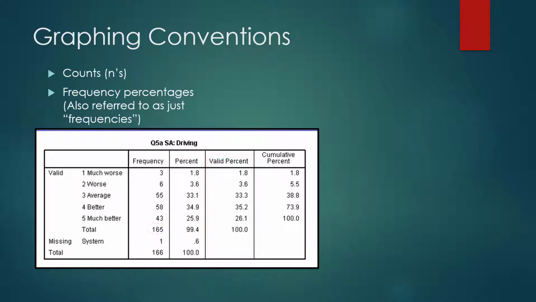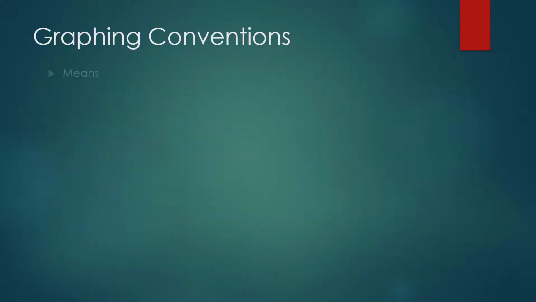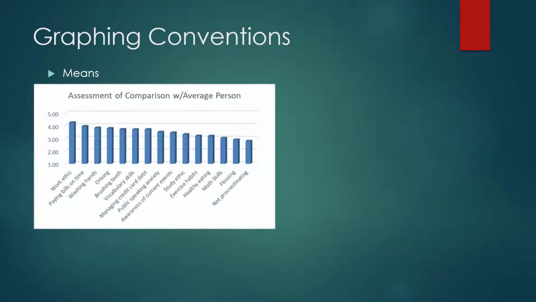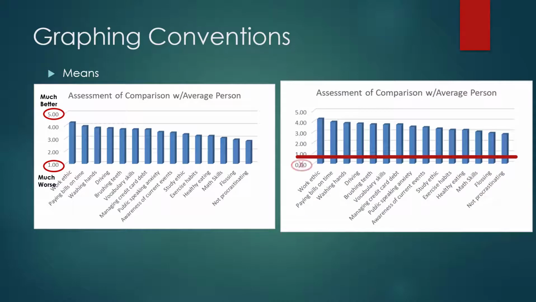For graphs displaying means, make sure you establish the bounds on the axis, the minimum and maximum number you want showing on the axis. For this question, as the scale points range from 1, much worse, to 5, much better, you want to make sure the lower bound is 1, not 0, which is the default for Excel. Otherwise, your graph is misleading.